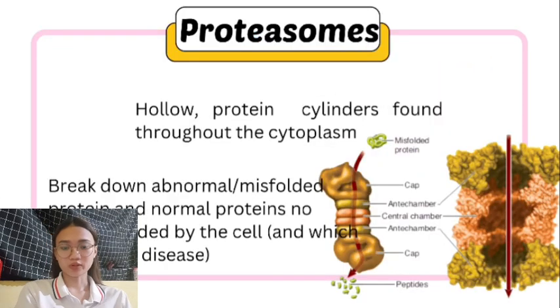Next, we have the proteasomes, hollow protein cylinders found throughout the cytoplasm. They break down misfolded proteins and normal proteins that are no longer needed by the cells, and which may cause diseases. So the proteasome is another important organelle in the cell that is responsible for breaking down the unwanted or the damaged protein.